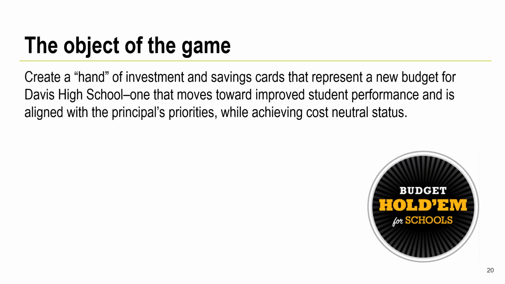The object of the game is to create a hand of investments and savings cards that help Davis High School meet its target budget while still moving towards improved student performance. So in other words, you have to weigh the potential investments you want to make against the savings you'll need to make to pay for them. By the end of the game, you'll have created a cost-neutral selection of savings and investment cards, so the net budget impact of your investments and savings should be 0.